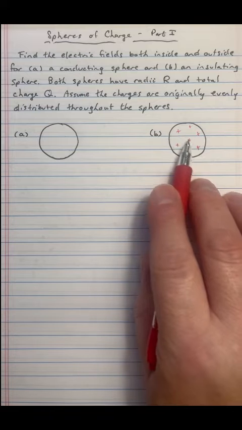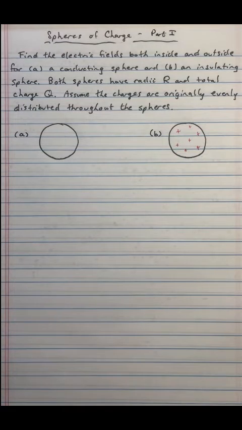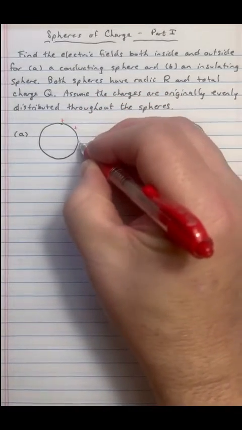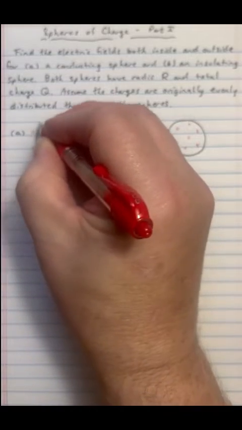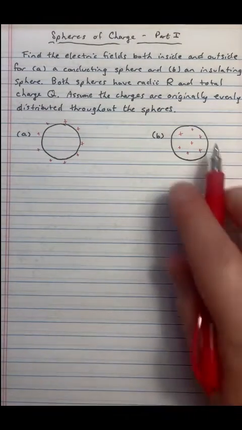Well, these charges are all positive signs. Notice they're all the same sign, and like signs repel each other. And because it's a sphere, they're going to repel each other as best as possible, meaning that we will all end up on the outside skin, if you will, of the sphere. So in the conducting sphere, the charges end up over here instead of being distributed inside.